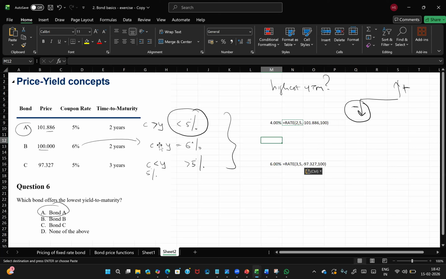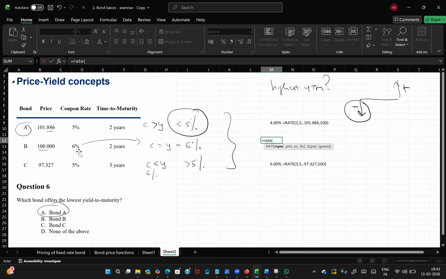For this bond, we do not need to calculate yield for the second bond B, because you already have coupon rate and it's a par bond, right? So coupon rate will be equal to yield to maturity. But just in case you still want to do it, number of periods is 2 years for bond B. PMT is 6. Present value is minus 100. Future value is 100, and you'll just get 6%. So the answer for highest YTM: both bonds B and C have highest YTM, but lowest YTM is bond A.